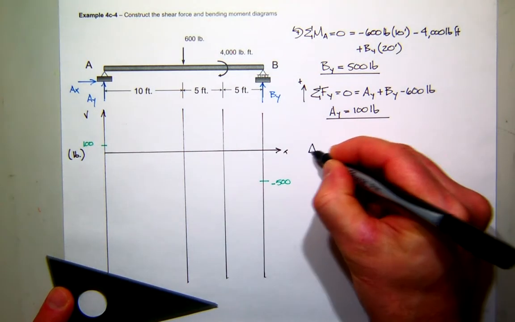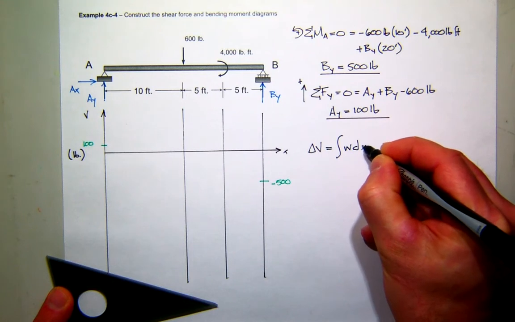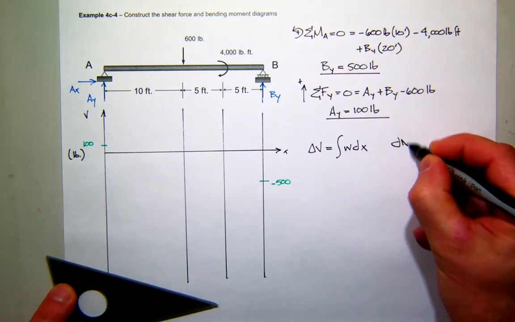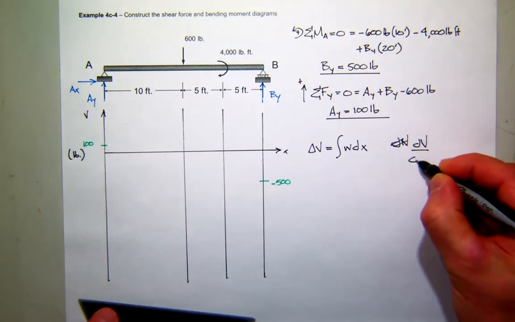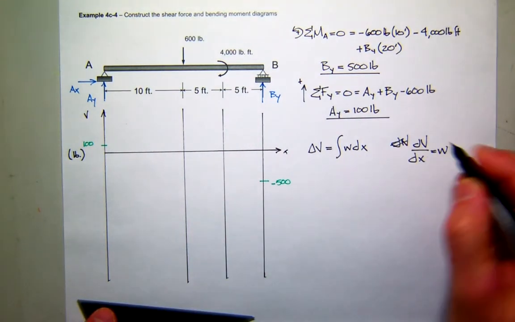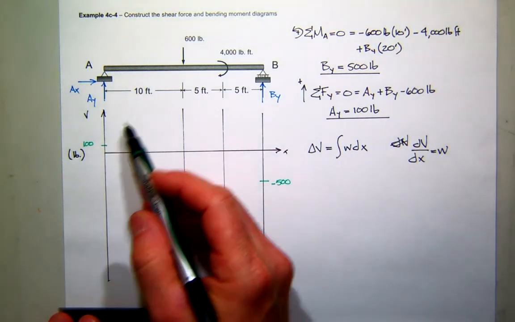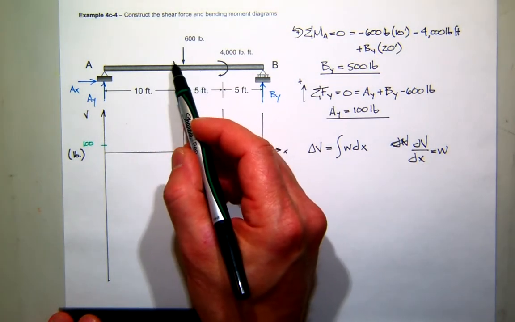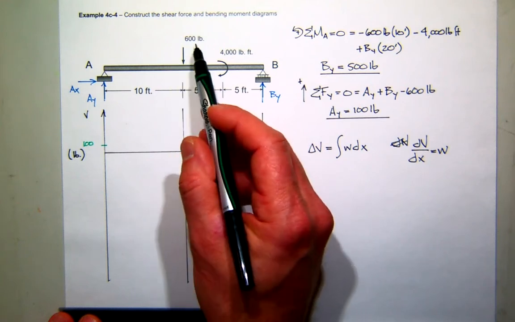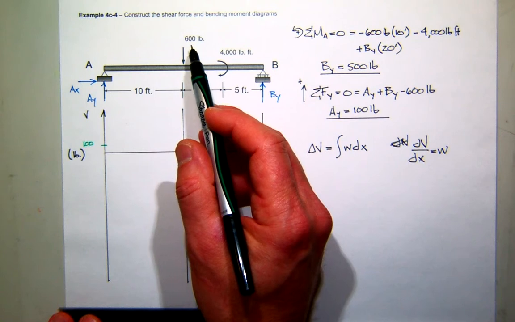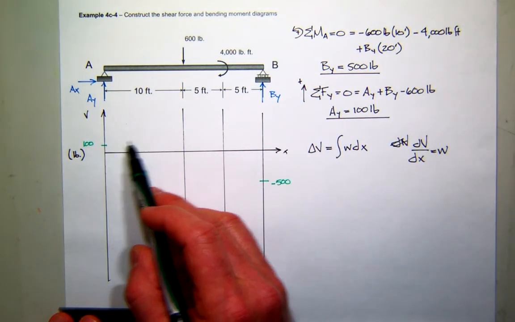Okay, so I have my starting point, my ending point. I know that in between, the change in shear between any two points is the area under the load diagram, and that the slope of my shear diagram is equal to the load. So with those two things, let's see if we can construct this. I know something's going to happen here at 10 feet when I go from left to right. I know the change in shear is going to be equal to that 600-pound force. So let's look at what's happening between 0 and 10.